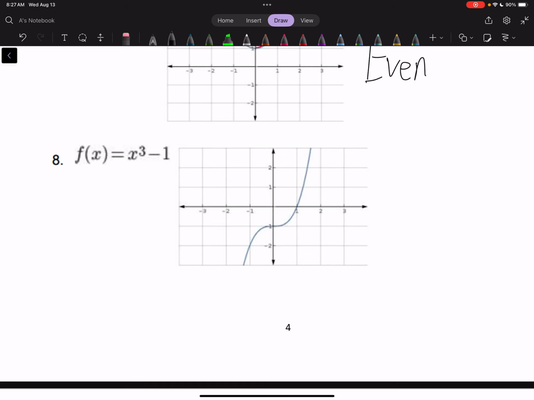All right, number 8. If you were to fold it in half, you're going to have this graph. Okay, so I know it's not even. Now let's check for odd. If I was to fold it above the x-axis, I'm going to have this graph, if I don't mess it up. That graph. My two lines do not add up, therefore this is neither.